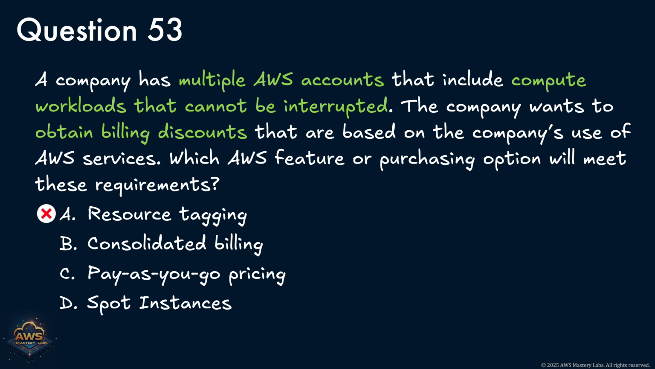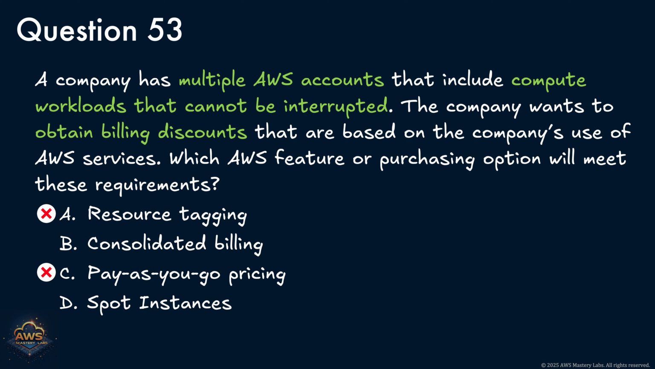Option A, resource tagging. Tagging is a best practice in AWS for organizing and managing resources. You can tag instances, buckets, databases, and more to categorize by department, environment, or cost center. While tagging is invaluable for cost allocation and governance, it does not provide discounts. It only enhances visibility. Incorrect, because resource tagging helps with organization and cost tracking, but it doesn't enable billing discounts.